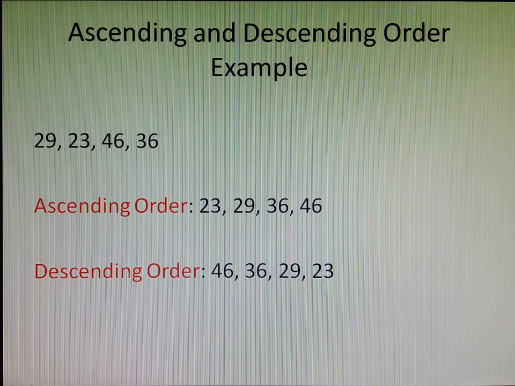So in this topic, we have studied two concepts: comparison of numbers, in which we have three signs, greater than, less than and equal to, and then ascending and descending order. Ascending order means going from smallest to greatest, and descending order means going from greatest to smallest.